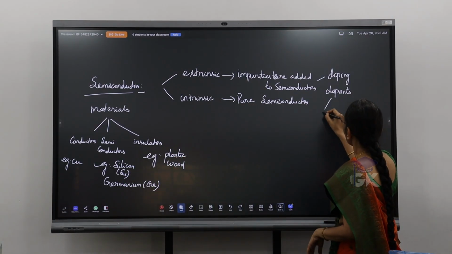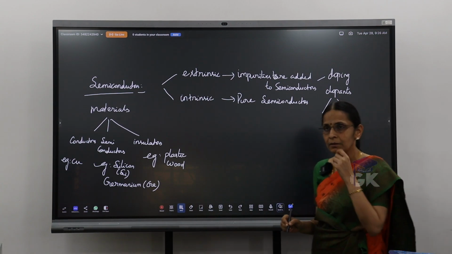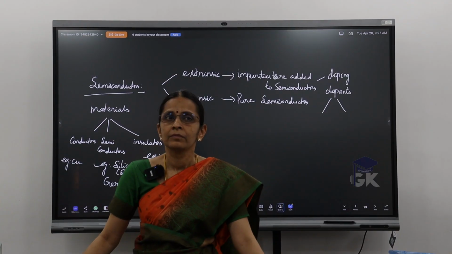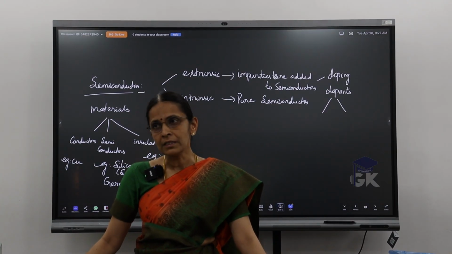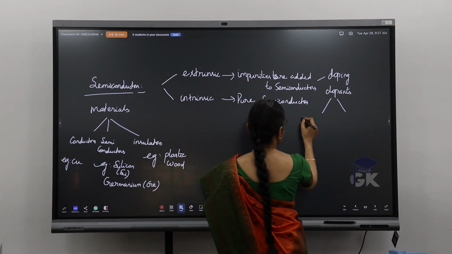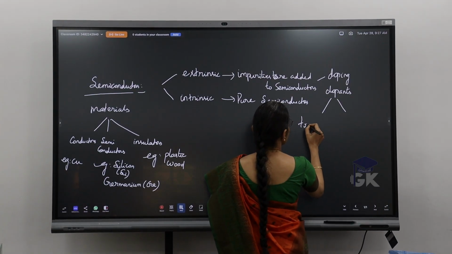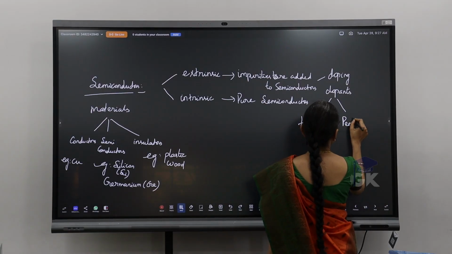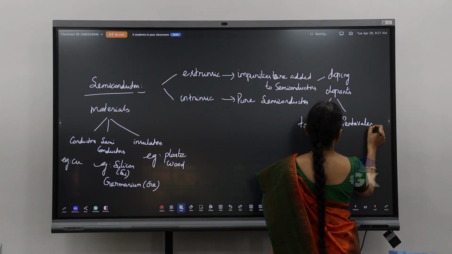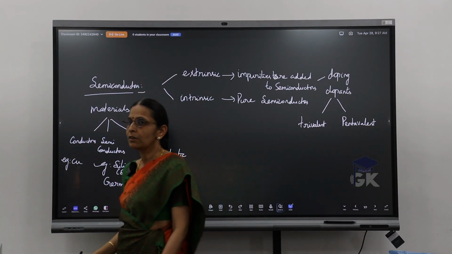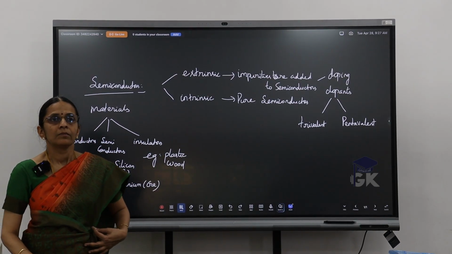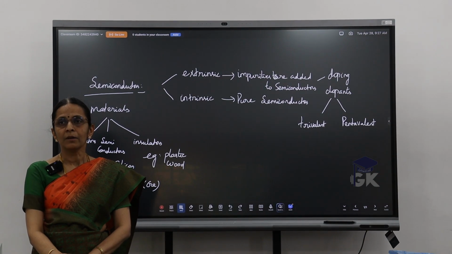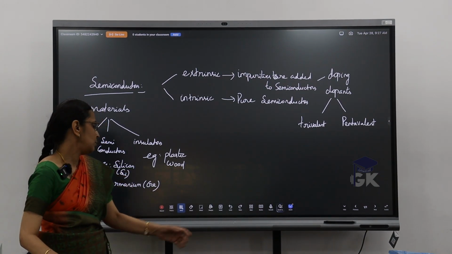Now dopants, if you take, once again, it's classified. The dopants can be trivalent or pentavalent compounds. So trivalent, what are all the examples? What are the trivalent impurities that I can add to my silicon or my germanium?